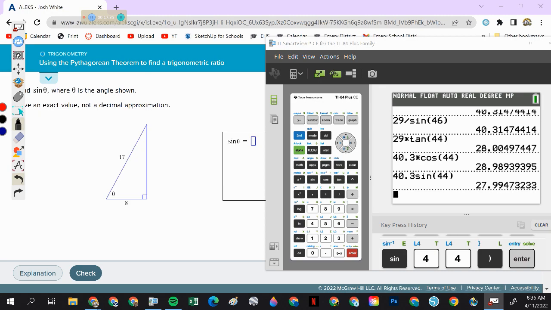Here we have a right triangle with two known sides, and we want to know what is the sine of theta. So the sine is going to be x over 17. How do we find the size of x? What formula are we going to use? Any idea? What's that?